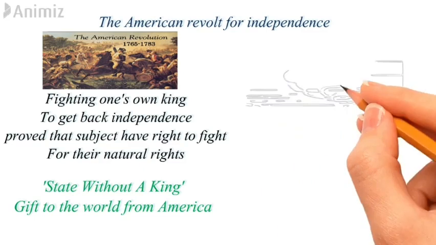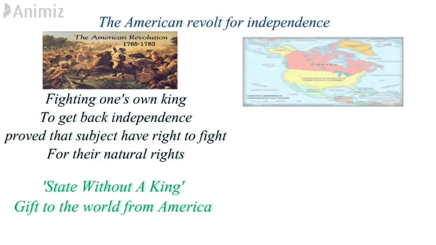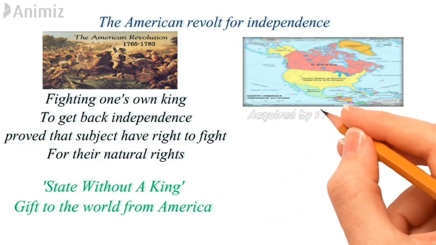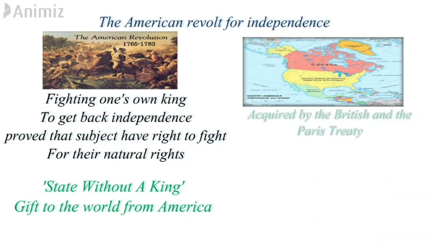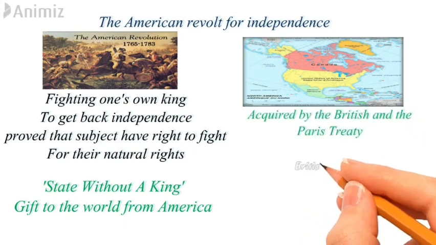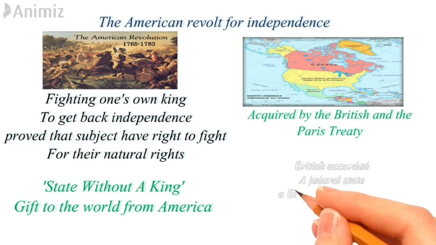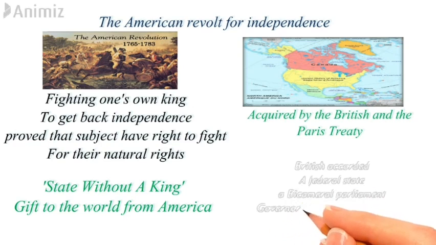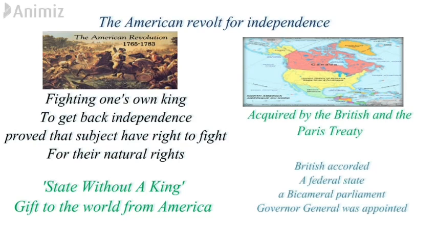Canada, a country adjoining America, was acquired by the British by the Paris Treaty. Later, the British accorded the status of a federal state to Canada and established a bicameral parliament. I think you know what a bicameral parliament is. When a legislative body has two branches or chambers, it's called a bicameral parliament. They also appointed a governor general in Canada.